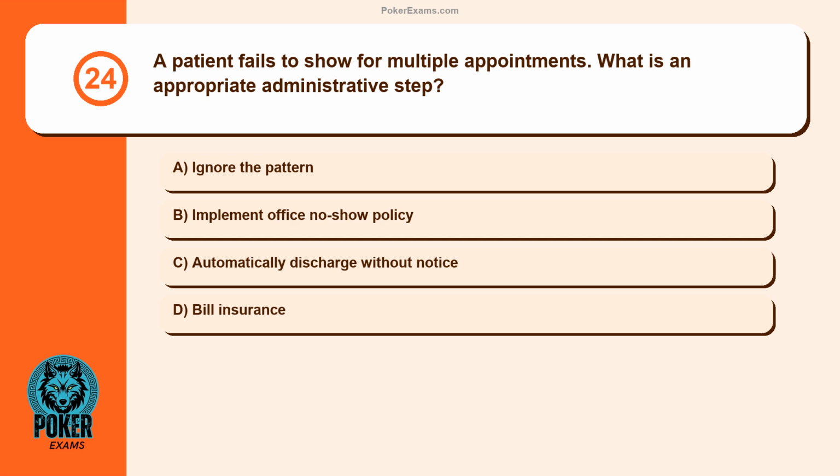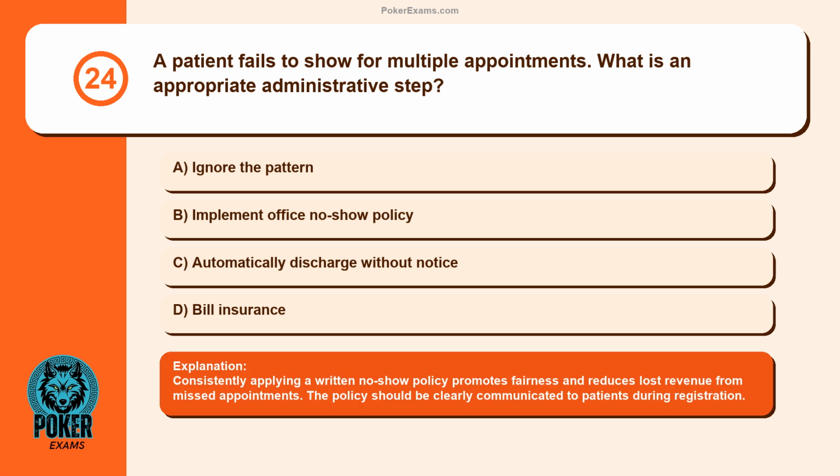Question 24. A patient fails to show for multiple appointments. What is an appropriate administrative step? Ignore the pattern. Implement office no-show policy. Automatically discharge without notice. Bill insurance. Consistently applying a written no-show policy promotes fairness and reduces lost revenue from missed appointments. The policy should be clearly communicated to patients during registration.